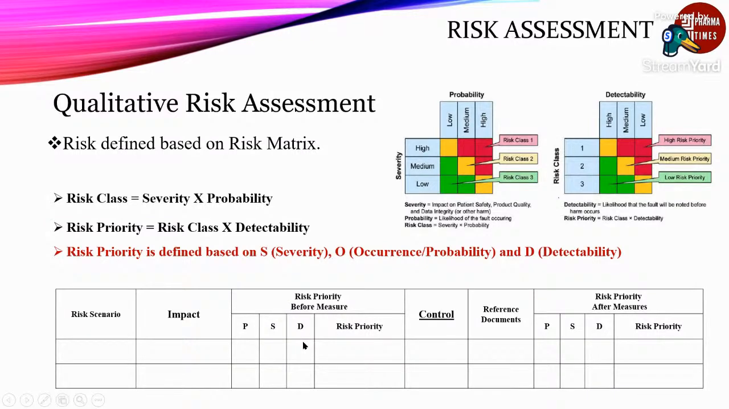And D means detectability: which type of control is there? So the risk priority before measures means we haven't validated the system. This risk is defined before the validation activity, or we can say before qualification activities are completed. So before, the risk priority must be high if no controls are there. This is the before risk measure: what is the risk priority before the qualification activity?